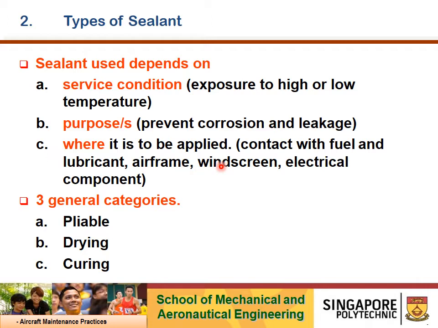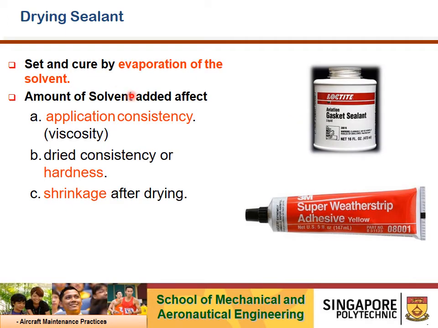Types of sealant. There are three general categories: friable, drying, and curing. Sealant use depends on the service condition, purposes, and where it is to be applied. Drying sealant sets and cures by evaporation of the solvent. The amount of solvent added affects the application consistency, that means the viscosity, dry consistency or hardness, and the shrinkage after drying.